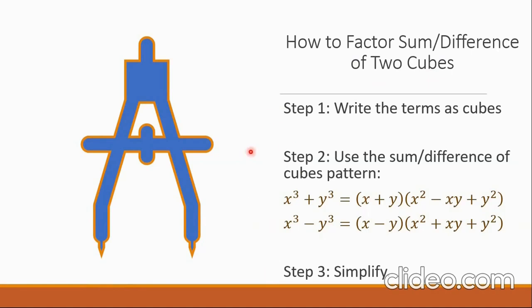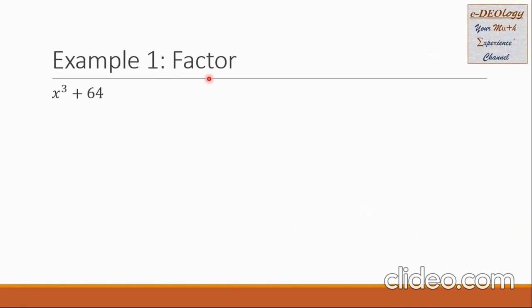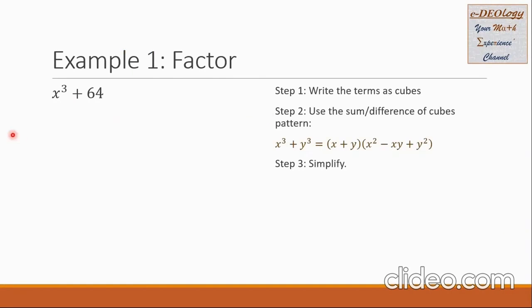Let us apply these steps to solve some problems. Let us have example 1. Factor x cubed plus 64. The steps are here. So we will apply step 1 first. Write the terms as cubes. So x cubed here is now written as the cube of x, and then plus the 64 is equal to the cube of 4. And then step 2, we're going to write the factors.